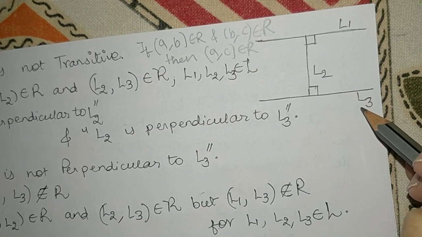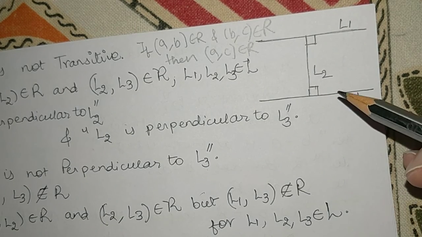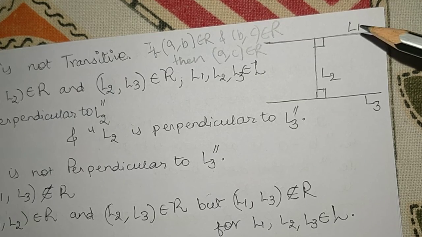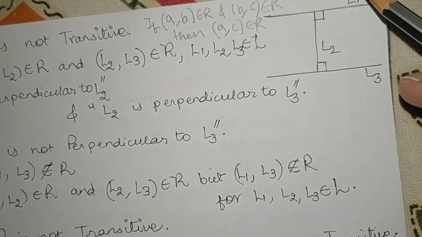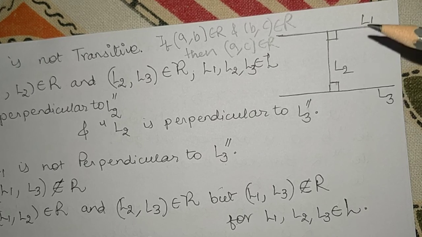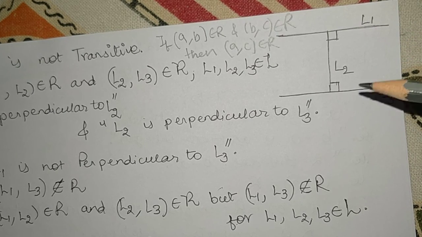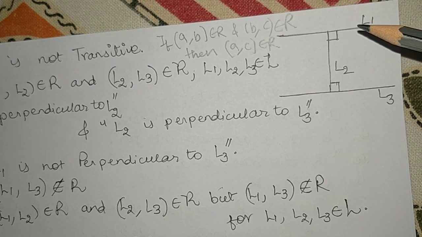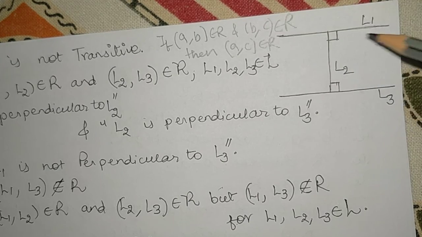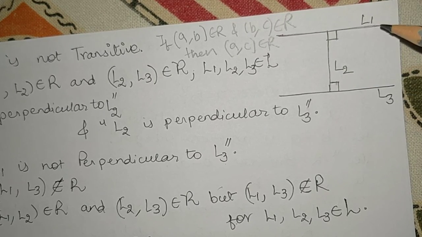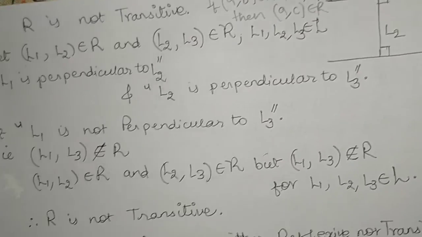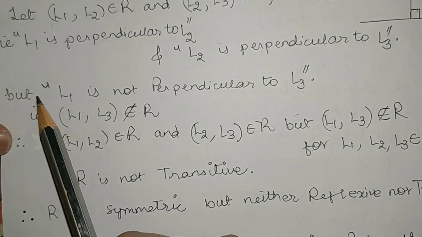Okay, L2 is perpendicular to L3. So we have a diagram in this way, right? Now what you can conclude for the lines L1 and L3 is that L1 and L3 are not perpendicular. L1 is not making an angle of 90 degrees with L3. In fact, they are parallel, okay? So L1 is not perpendicular to L3, we get that, right?